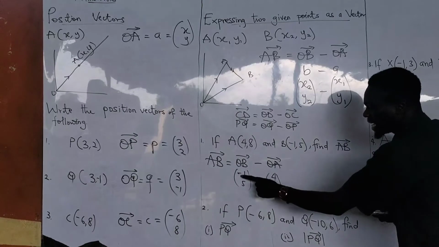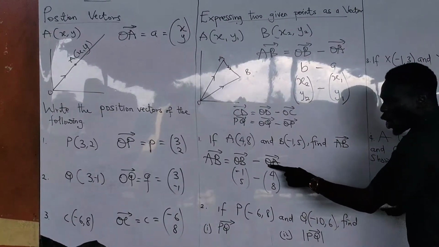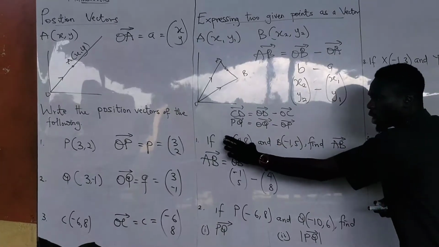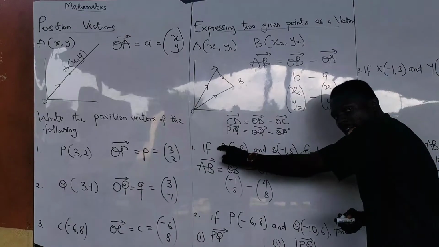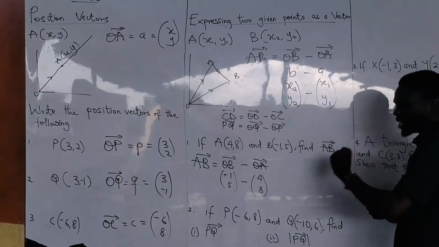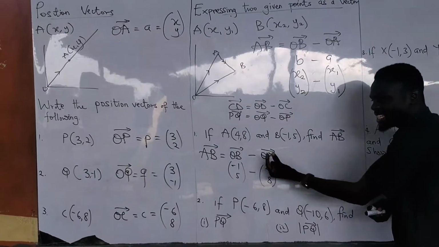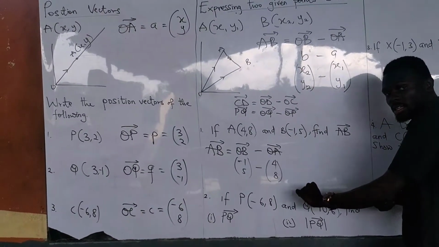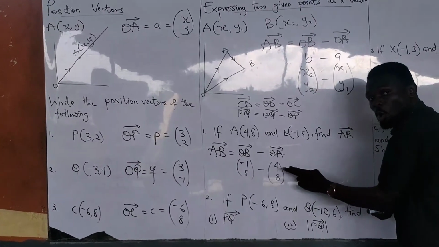So negative 1, 5 is the point for B, but in terms of position vectors, it is vector OB. And you have here negative 1, 5, which is a vector. Then this is OA, and it is also the point A, but this is the position vector for point A. I hope you are getting it. So this is the point, but this OA is the position vector. Then now I have negative 1, 5 minus 4, 8.